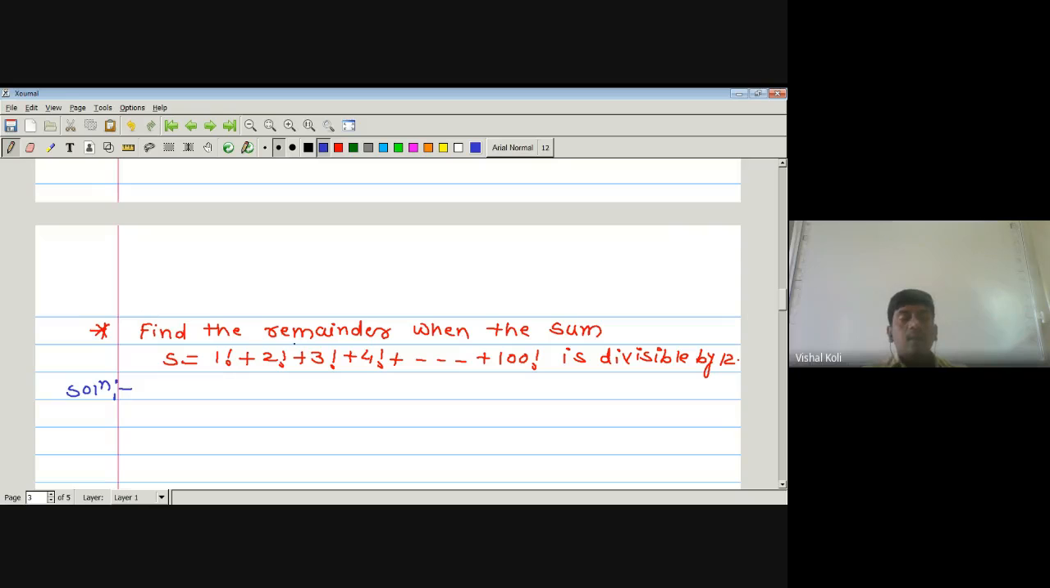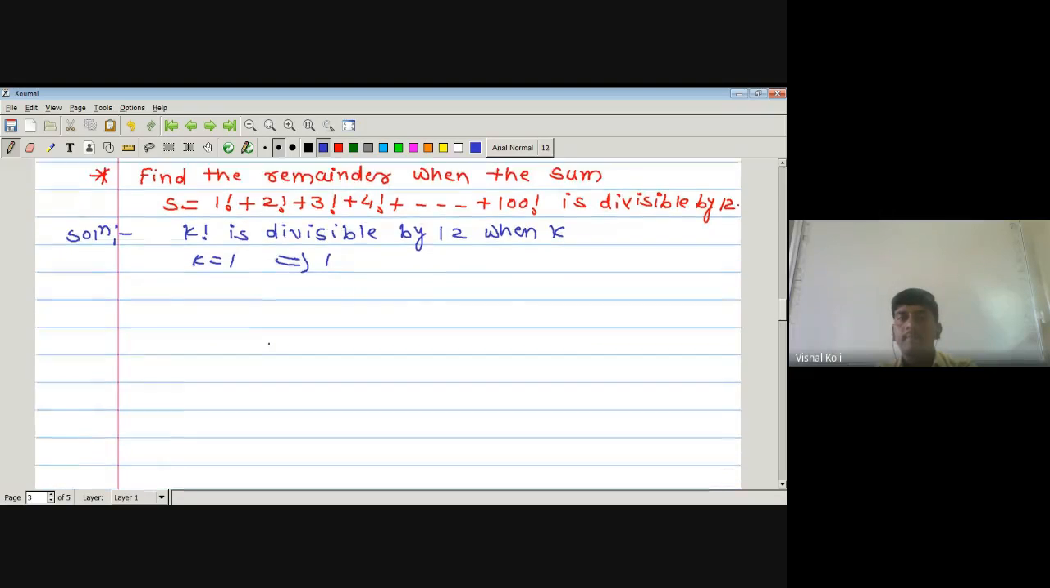Now, when is k factorial divisible by 12? What should be the value of k when k factorial is divisible by 12? Let us check from the value k equal to 1. If k equal to 1, then k factorial is 1. Is 1 divisible by 12? No, sir. So for k equal to 1, not possible.